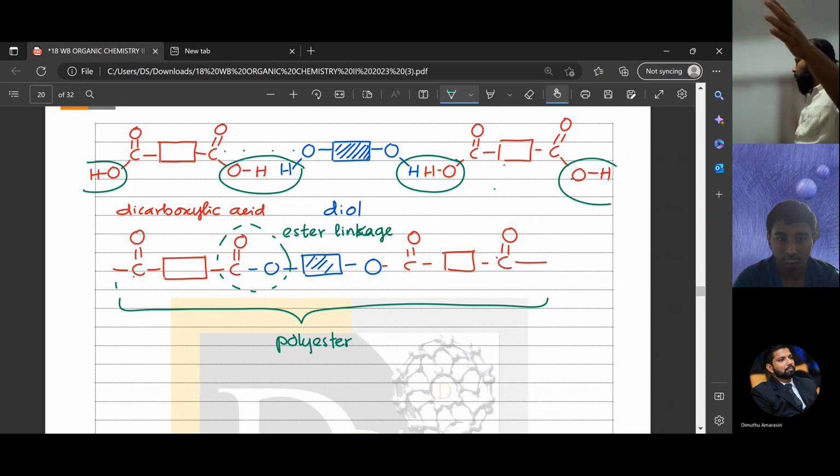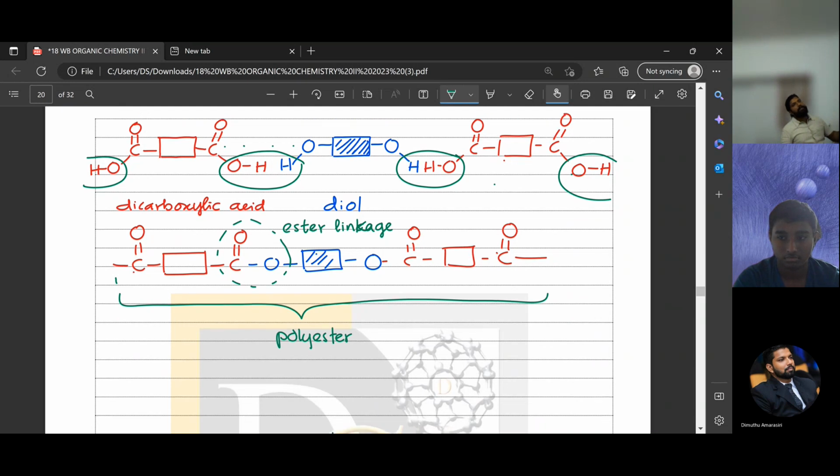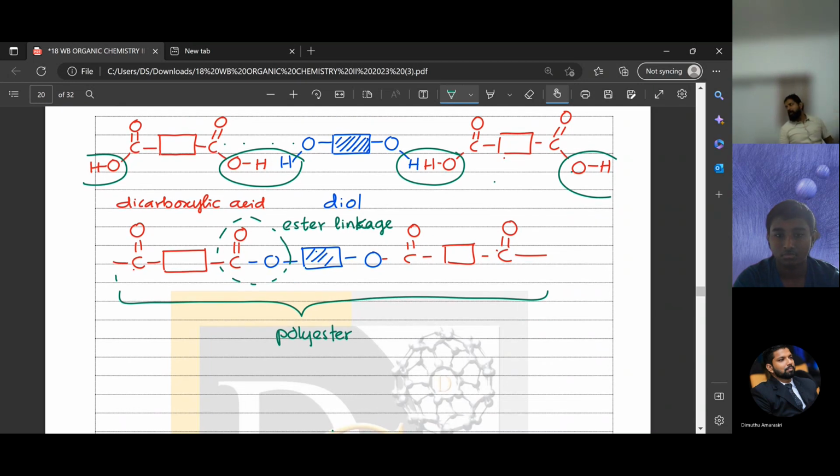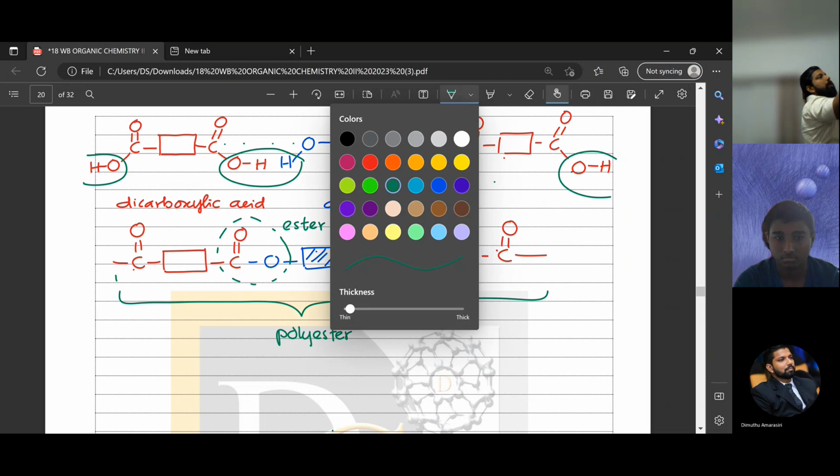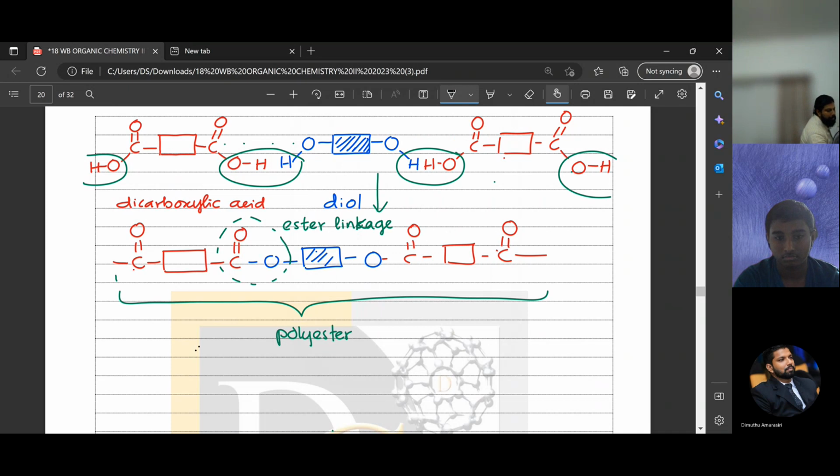Dicarboxylic acid and a diol. Right? So is it possible for us to write this as one equation, the representation? Even though we put an arrow, here is the way that you need to represent this. We want to balance the equation here.